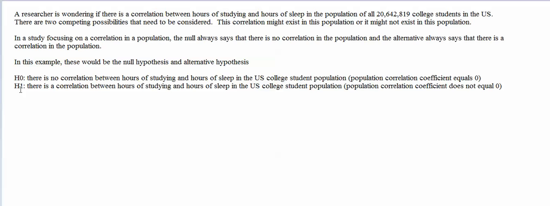The alternative H1 says that the correlation that you're interested in does exist in the population. So in this study, the alternative says there is a correlation between hours of studying and hours of sleep in the US college student population. If there is at least some amount of correlation in the population, meaning if the correlation does exist, then the population correlation coefficient is not 0. That's why I said this here.